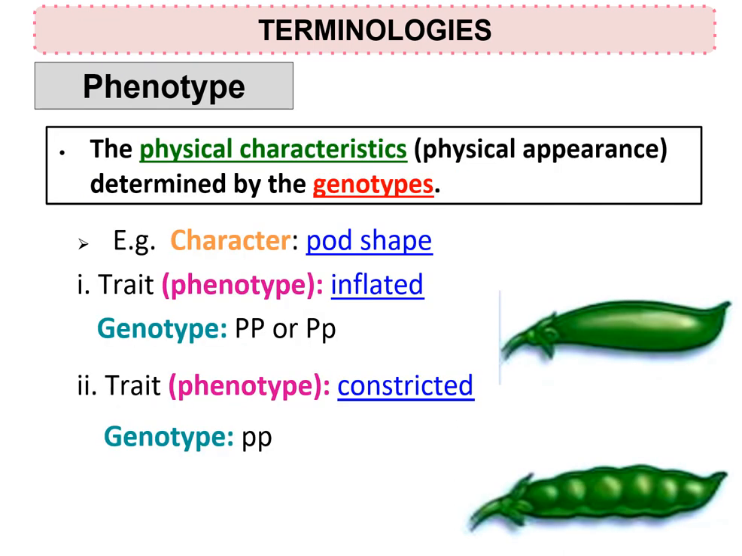The phenotype is a physical characteristics determined by the genotypes. So we should know phenotype is the observable characteristics, the one that we can observe, we can see, either become a disease, things that we know while we are living. While genotypes is the information that can only be found on the DNA. That is the difference between phenotype and genotypes.